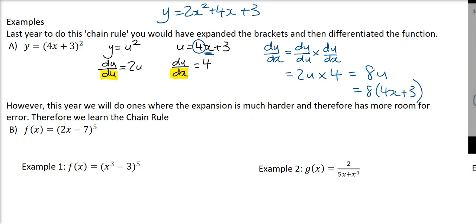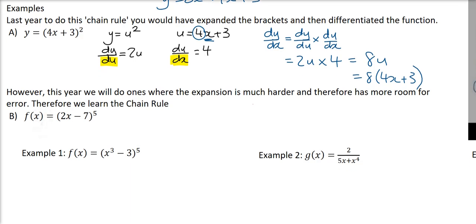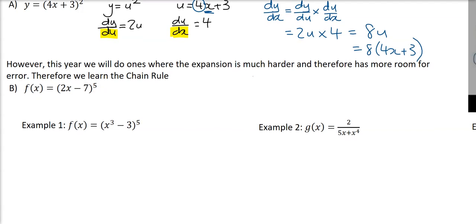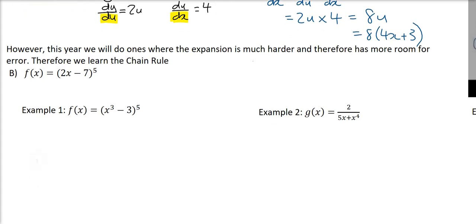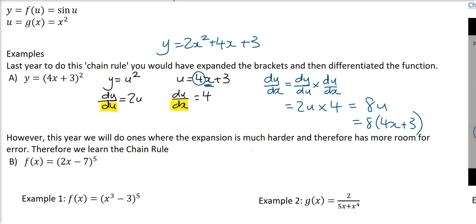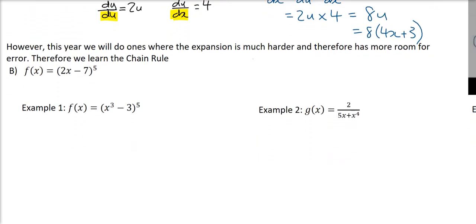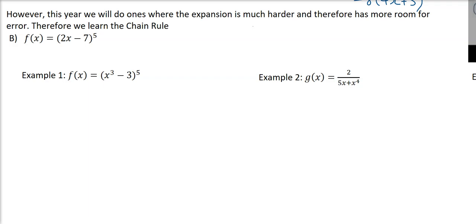Can you find the gradient if x is 2? Yeah, you just chuck in 2 there. 4 lots of 2 is 8, plus 3 is 11, times by 8. Why else do you differentiate? To find the turning points, the vertex. And to find a turning point, generally speaking, it's easier when it's factorized. That's the main thing. Like last year, you could have expanded that bracket and done it properly, but this year we're not going to want to expand to the power of 5, or something like this here, where it's on the bottom line.